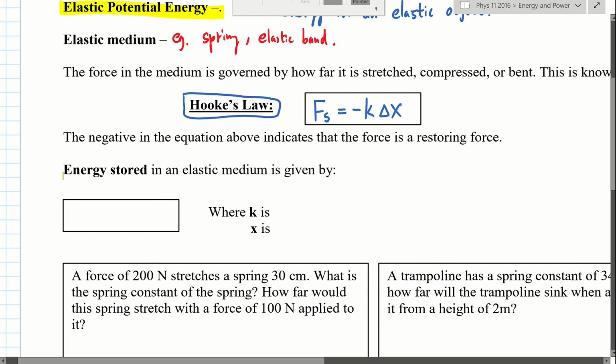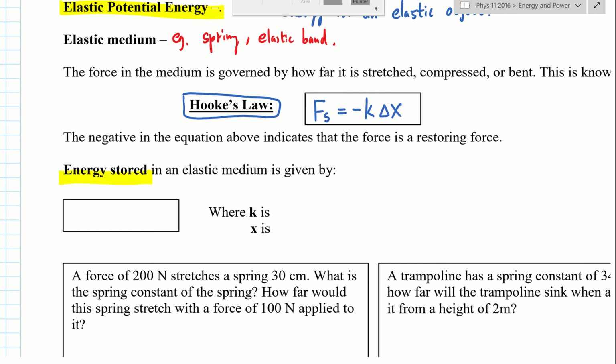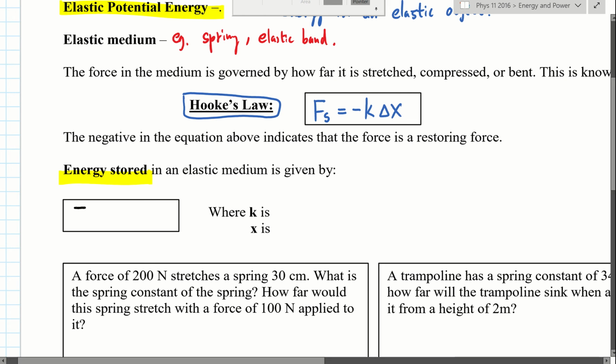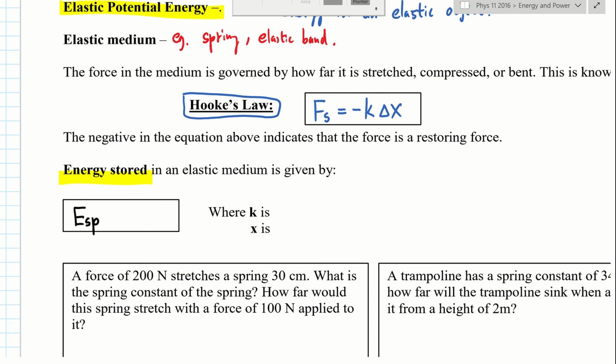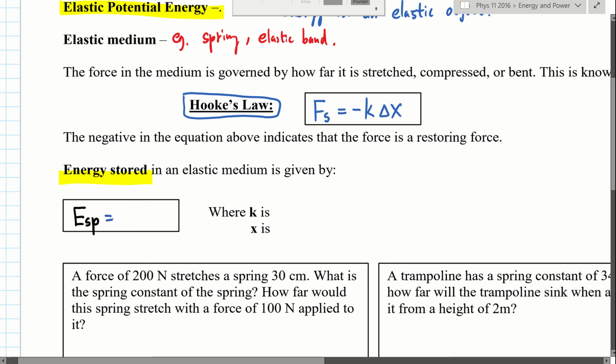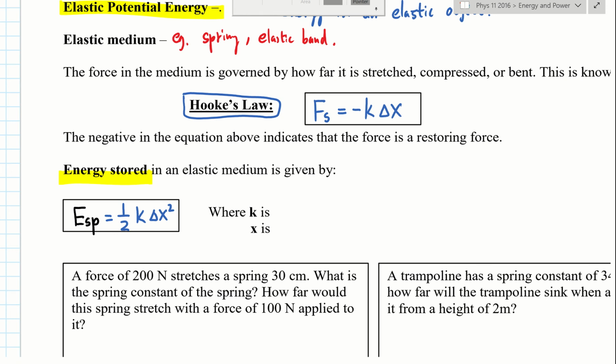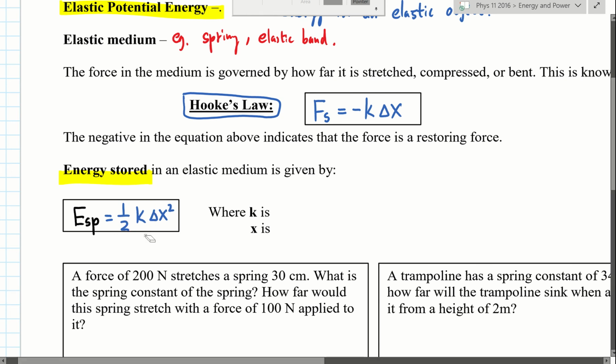How about the energy? What if we want to know the amount of energy you can store in a spring? Then we have the spring potential energy. It has the equation of 1/2 k Δx squared. It's almost like the kinetic energy equation, which is 1/2 mv squared, right? So this one is 1/2 k Δx squared, so 1/2 k x squared.